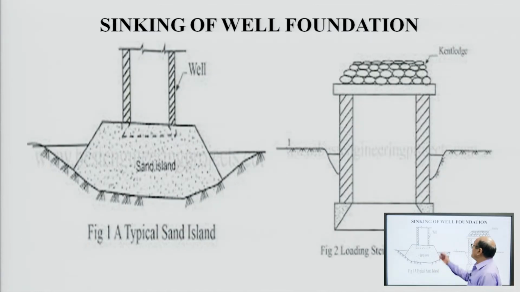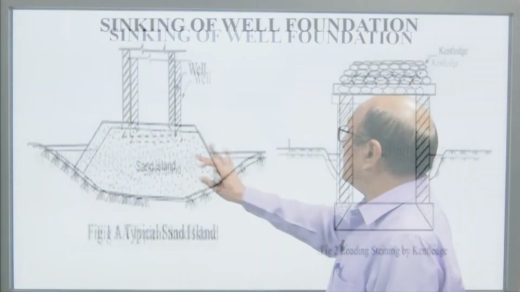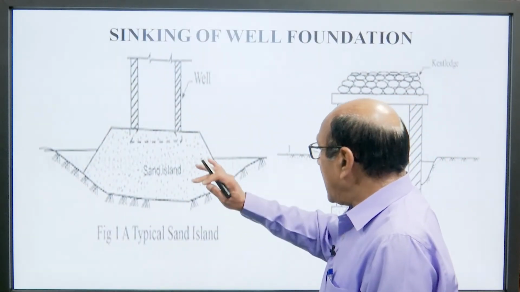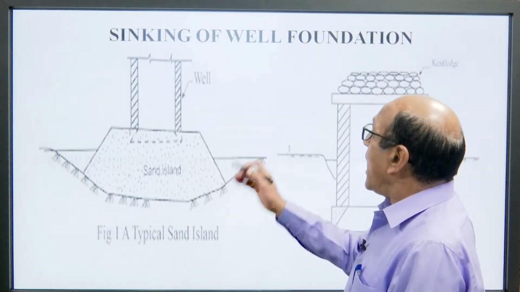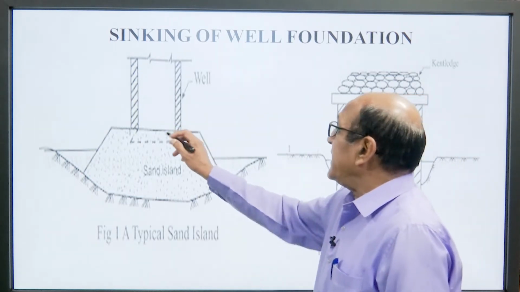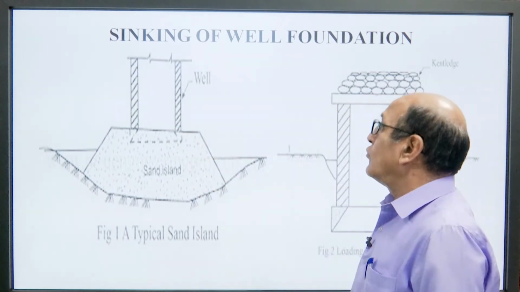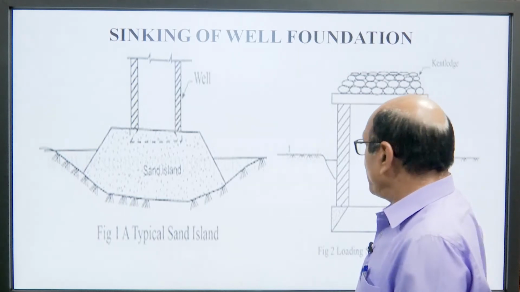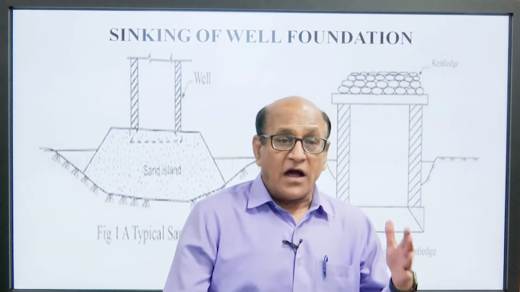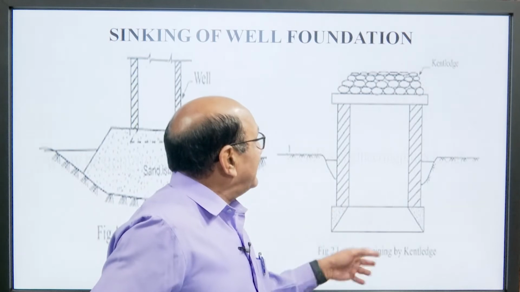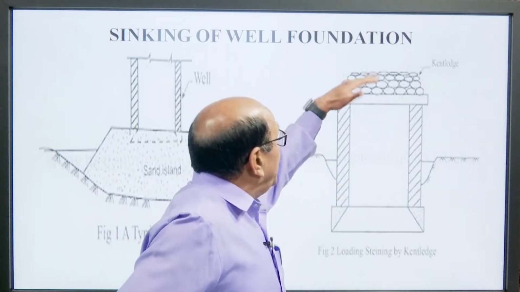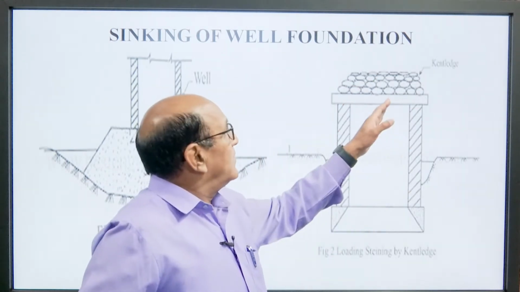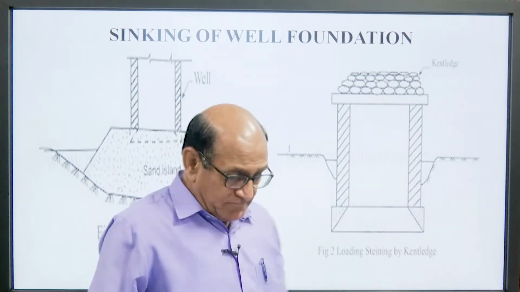So, this is the example of the sinking of a well. If there is no problem, then a sand island is made, over which the cutting edge is placed and the steining could be constructed. If the strata is very hard, in that case kentledge could be placed over the top of the well.